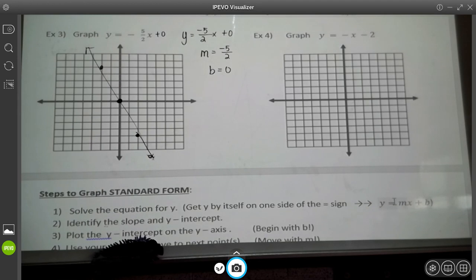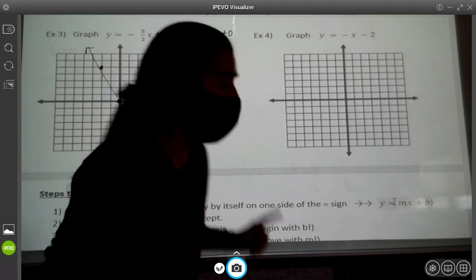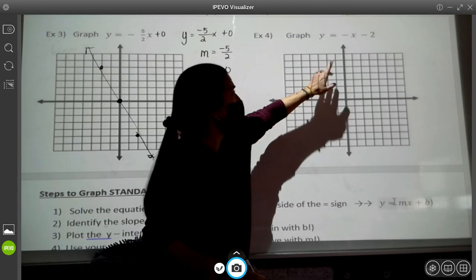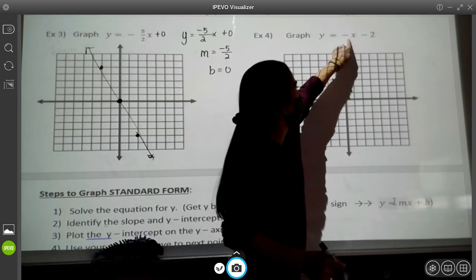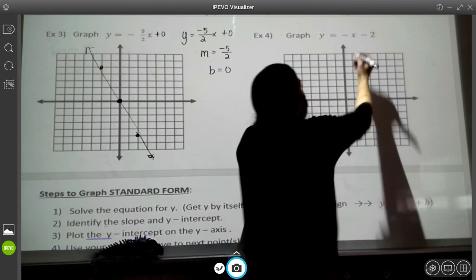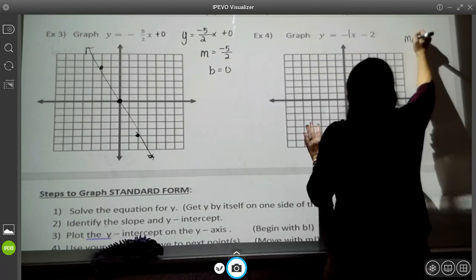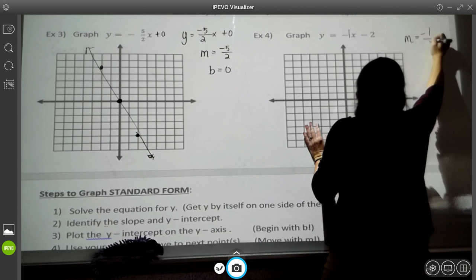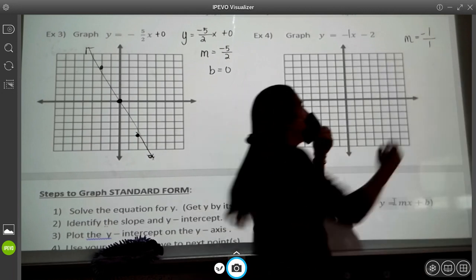Anybody want to tell me what number is assumed to be in front of this x as my slope? 1. A -1, right? So now your slope is -1, which we'll put over 1, so we have a rise and a run. And then my b is -2. All right, guys, graph that one, and then we're good with the slope intercept.